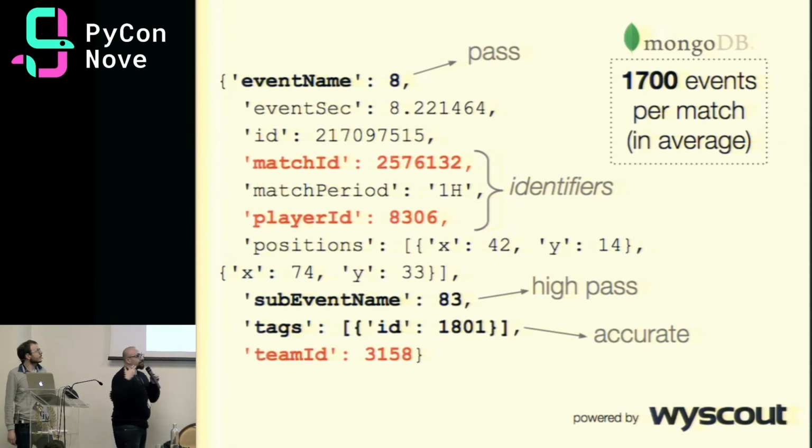And finally, some tags. A tag is meta information attached to the event. For example, here we know that the pass was accurate. In other words, the pass successfully reached the destination player. Note that we have, on average, 1,700 events per match, so the distribution is, in other words, peaked around this number. And given the structure of this data, the natural way to store it is using a NoSQL database. In our case, we use MongoDB.